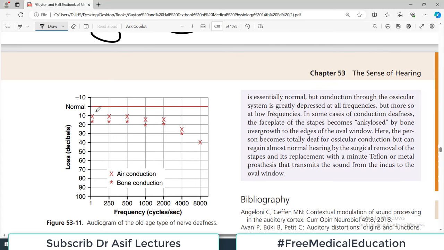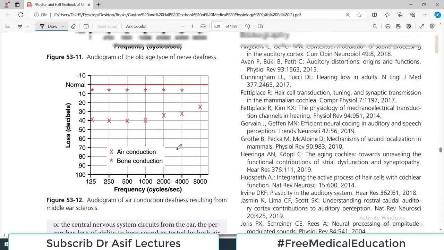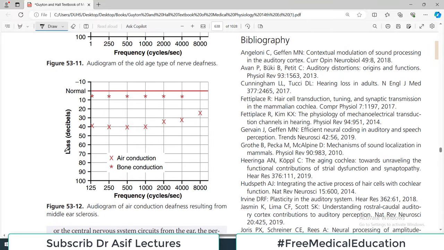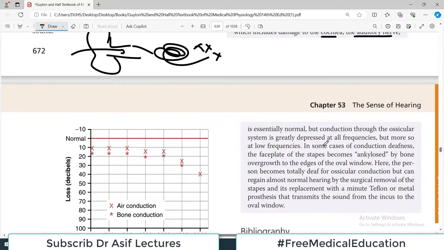Air conduction mein bhi below normal and bone conduction mein bhi below normal. Halanki aap dusri condition mein dekhenge, jahan conduction ka problem hai, to air conduction mein masla aa raha hai, lekin bone conduction theek hai, kyunki yahan conduction ka problem hai. Okay? So that's a simple thing.